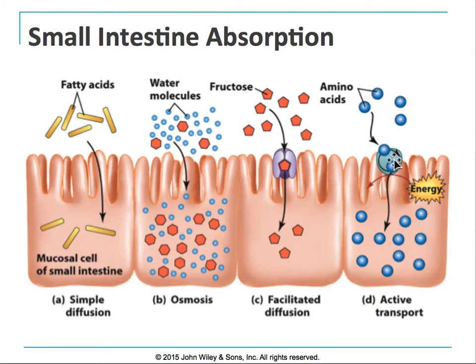So for those amino acids trying to pack themselves into an area that's already highly concentrated with amino acids, it's going to take this helper protein here at the surface of the brush border, and also energy, which exists in the form of ATP, in order to really pull those amino acids in and jam them into a space that's already pretty packed.